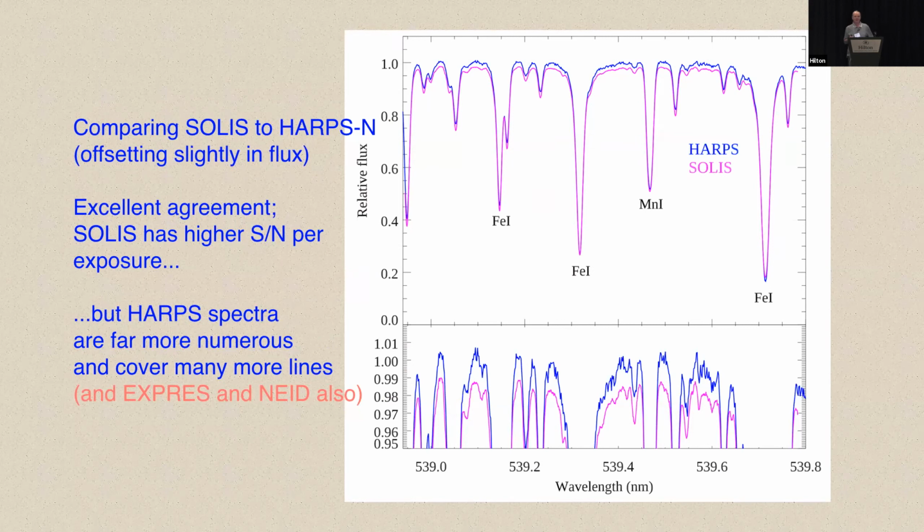The lower panel here expands the upper part of the spectrum near the continuum, and you can see in the SOLIS data how smooth it is. The SOLIS spectra are very smooth near the continuum. They have very high signal to noise. The signal to noise of a single SOLIS spectrum is about 6,000 to 1. They have higher signal to noise than the HARPS North spectra per exposure, but HARPS North has many more exposures and of course many more lines. So both of these data sets are tremendous resources for studying the spectrum of the sun as a star.